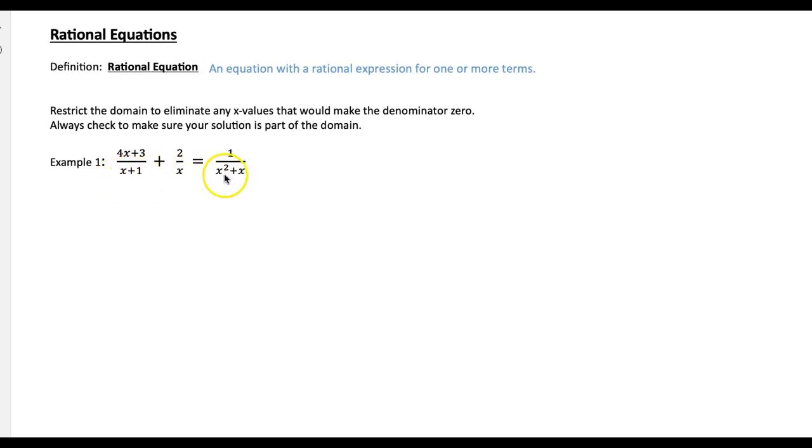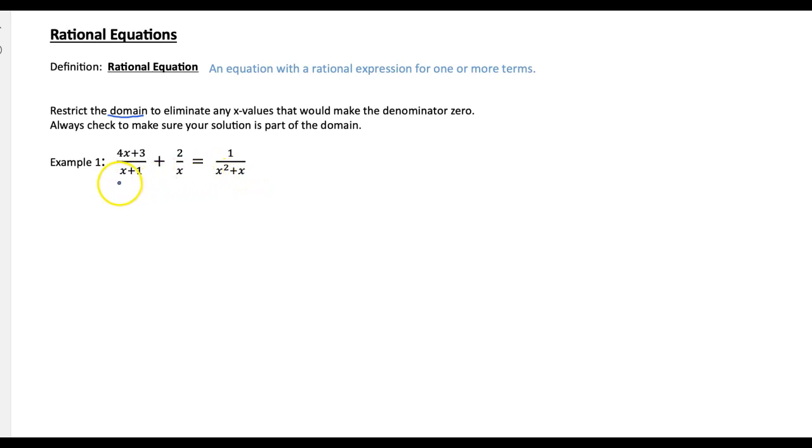When we're working with rational equations, we need to always make sure that we restrict our domain to eliminate any values. In this case, our first case, we're using variable x, so that it would make our denominator 0. So we would never want our denominator to be 0 because that would make that fraction undefined.